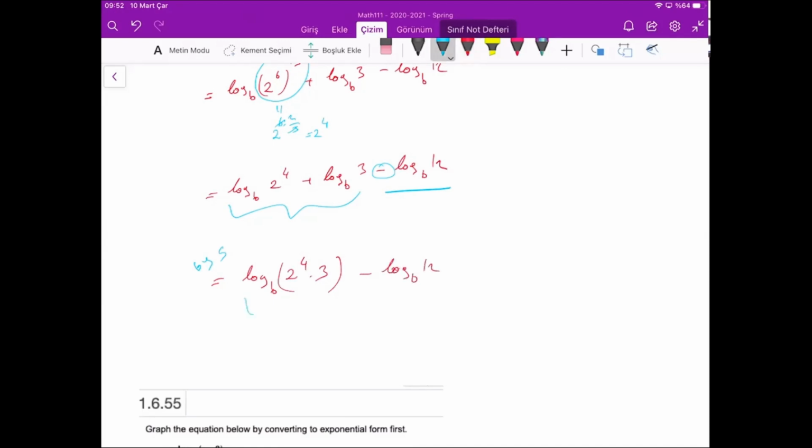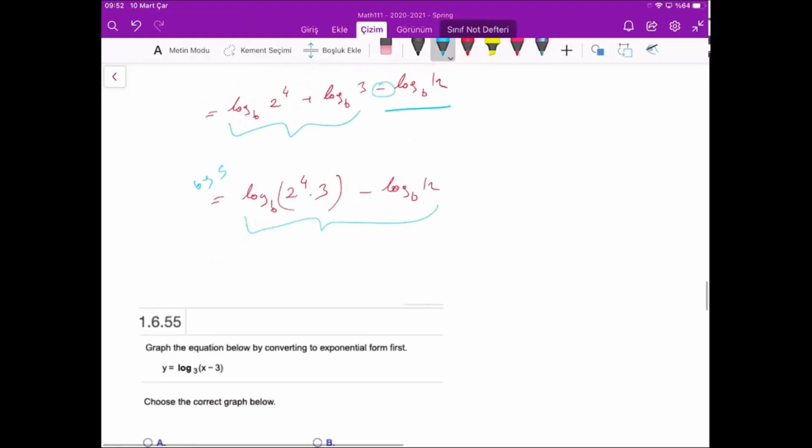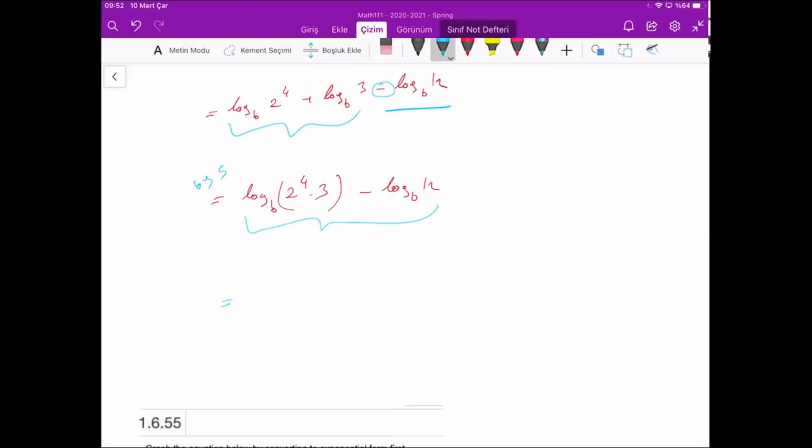If we use the quotient rule for these two, summation and subtraction, which is by 6, oh sorry, this is property 6. Okay, by 6, we can write logarithm base b of 2 to the power 4 times 3 over 12. There is some cancellation. This is cancelled. We have 4. This cancelled. We have 2, 4, 8, 16. 16 over 4 is 4. That's correct. So the right hand side of the equation is logarithm base b of 4.